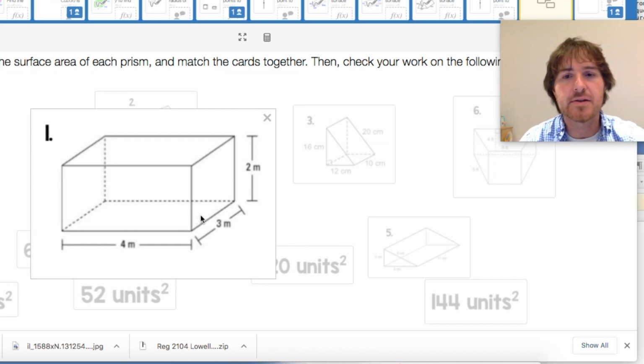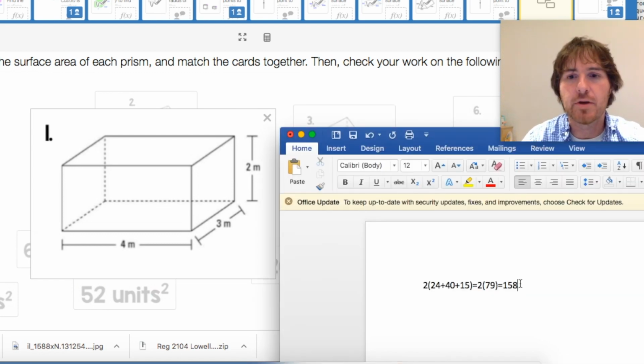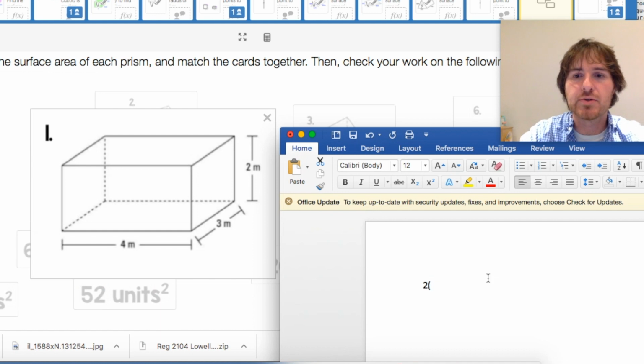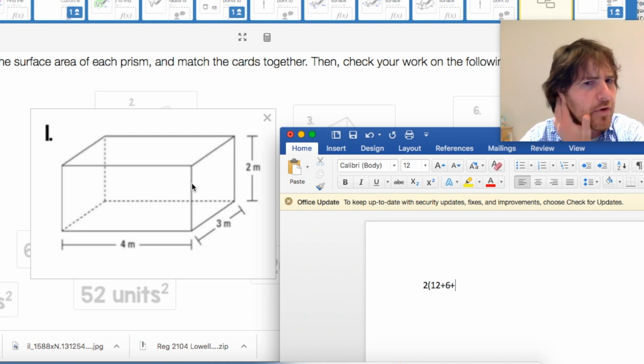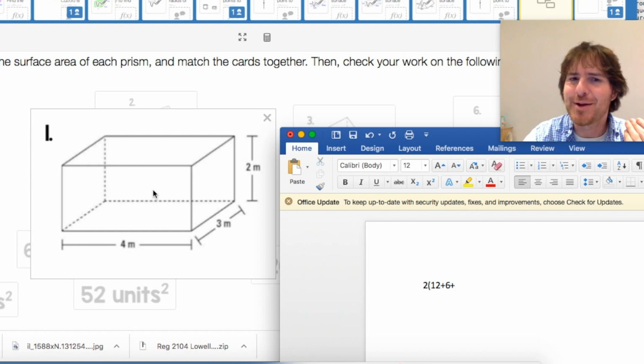All right, so let's look at this one here. We got 158. I'm feeling pretty good about that. It's going to be the same deal. So 2 times, well, my bottom here is what? 12. And my top would also be 12. That's why I'm multiplying by 2. My right is 6. So the top I've done right, so that would take care of the left. What am I forgetting about here? Oh, I'm forgetting about the front. Okay, so that's 4 times 2, and that's 8.